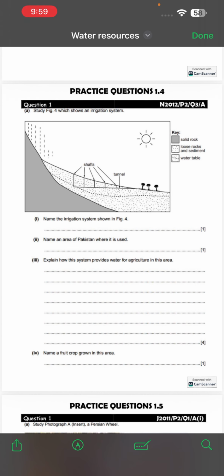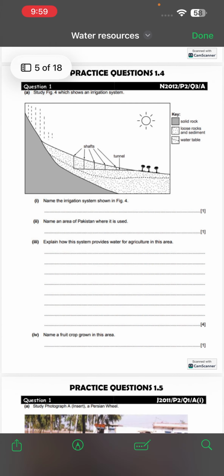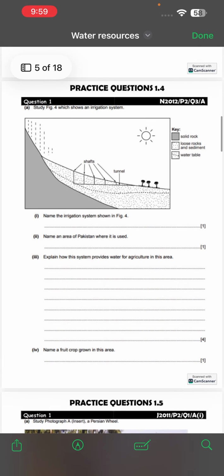Question part 3 is explain how the system provides water for agriculture in this area, in the specific area which has been shown in the diagram, right? Maybe the rainfall, you can see the rain droplets are there on the mountains. Also, those rain droplets are moving downwards, they are draining to the foothills, or you can say they are sinking towards the ground. They are increasing the water table or the groundwater, they are going through the tunnels, right? Once they are going through the tunnels, they are reaching the surface area, and again the karez system is helping to extract them out and using it for their own purpose.